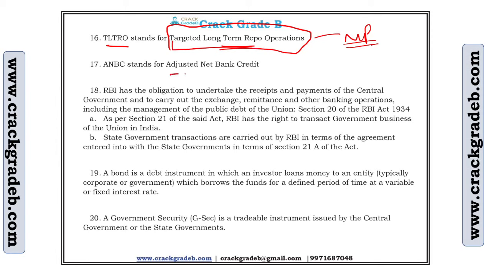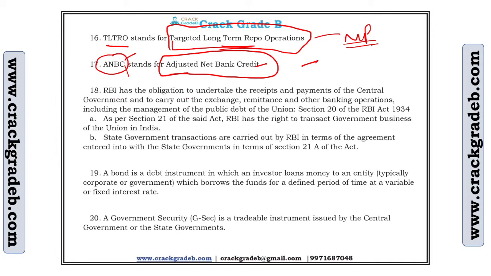ANBC stands for Adjusted Net Bank Credit, right? Sometimes they may ask you what is C in ANBC. Okay, so you will be confused. C stands for credit, C stands for consumer, many things. They will give all the Cs related to the banking sector, and there is a chance that you will get confused. C stands for central system as well, so many things.